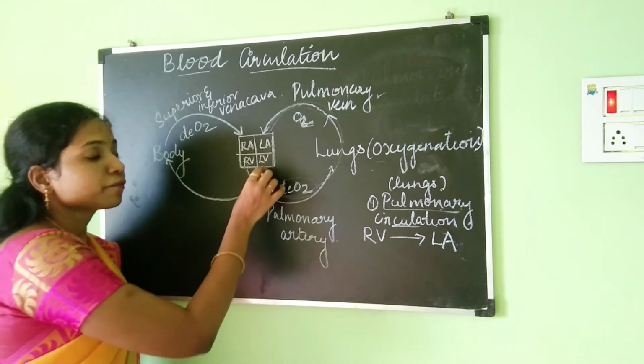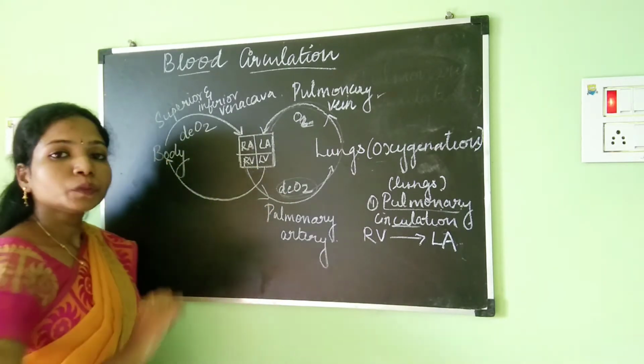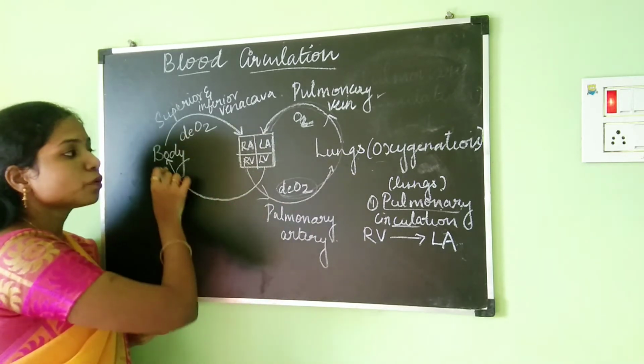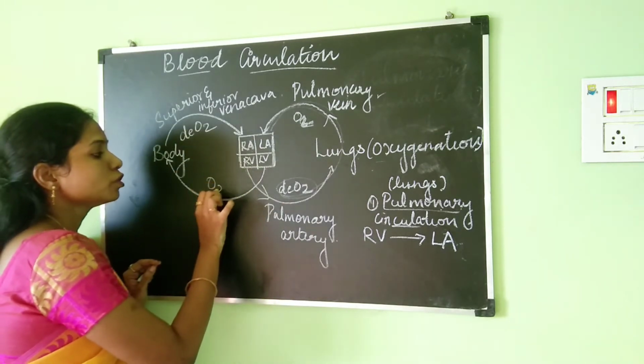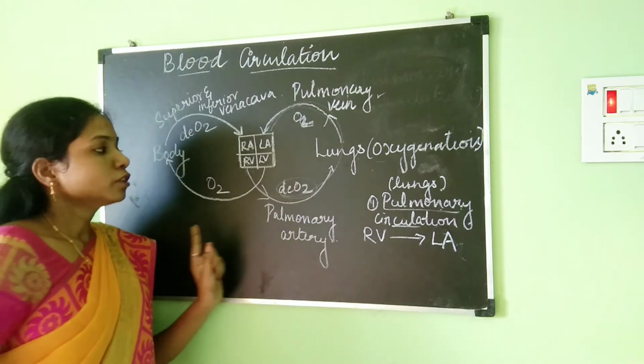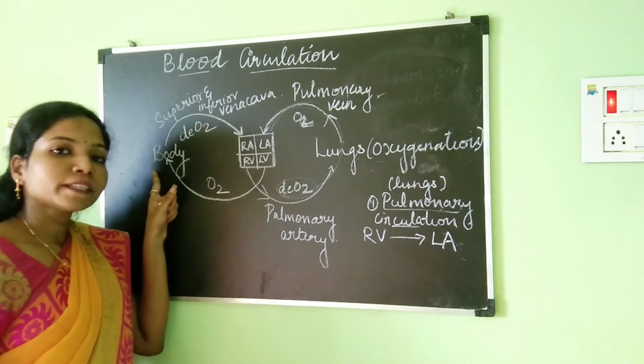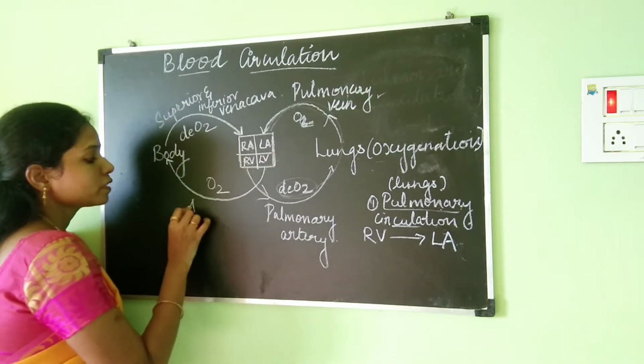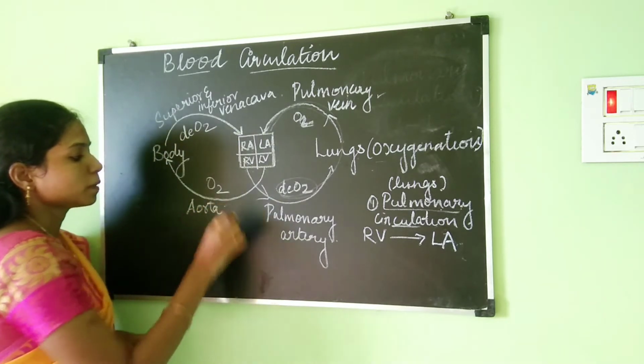Okay. Then from the left ventricle, the blood will enter the different parts of the body. Now what kind of blood goes to different parts of the body? It is the oxygenated blood. So from the left ventricle, the oxygenated blood will be pumped into different parts of the body through a blood vessel called the aorta.